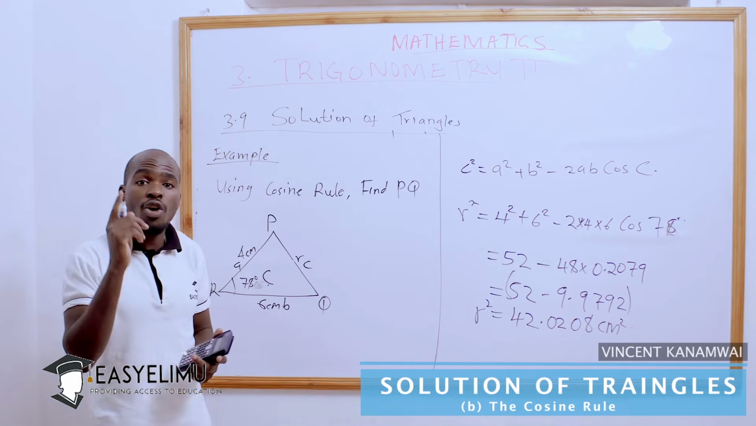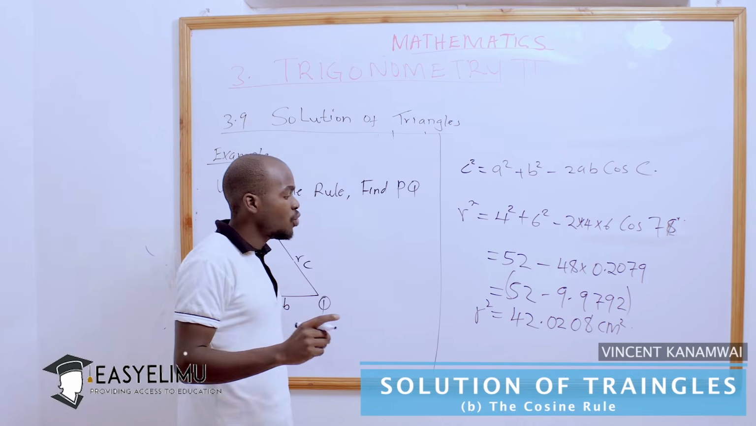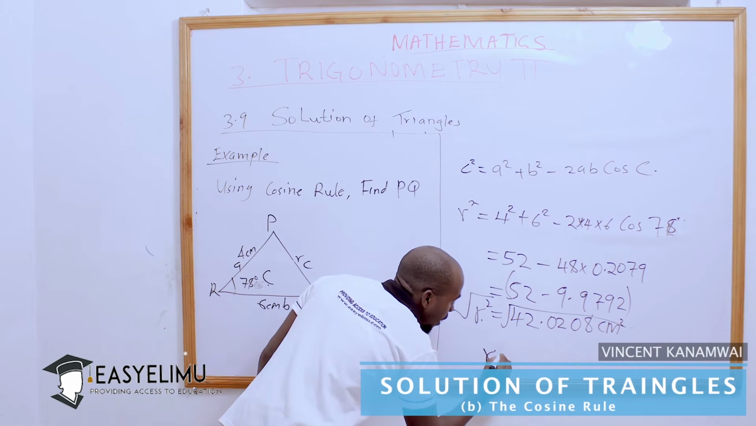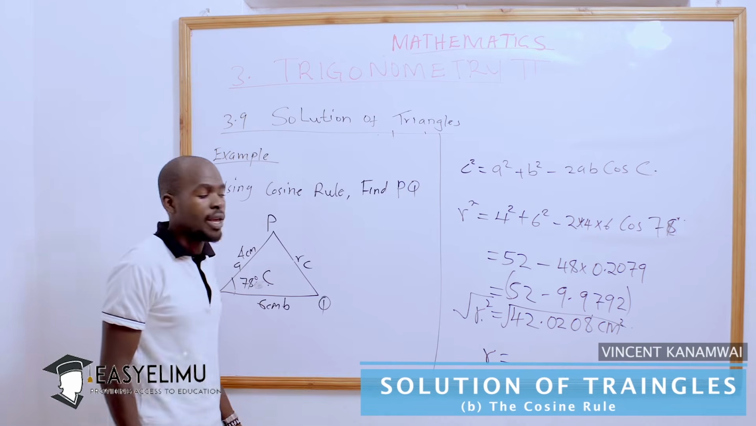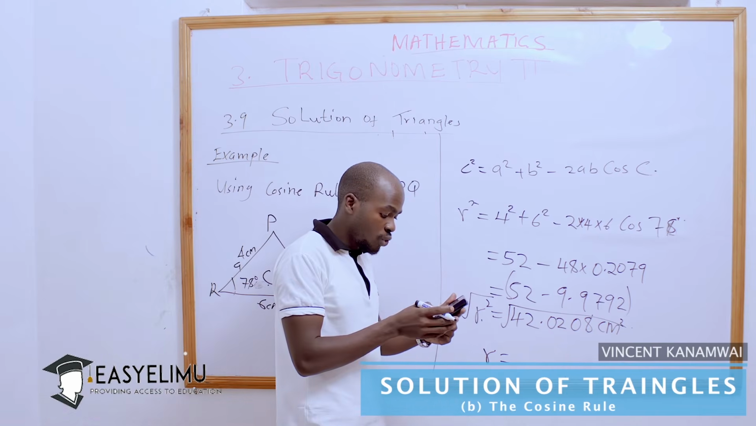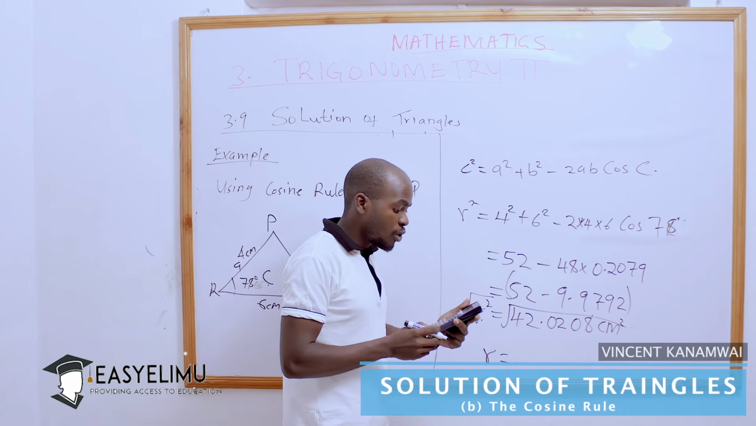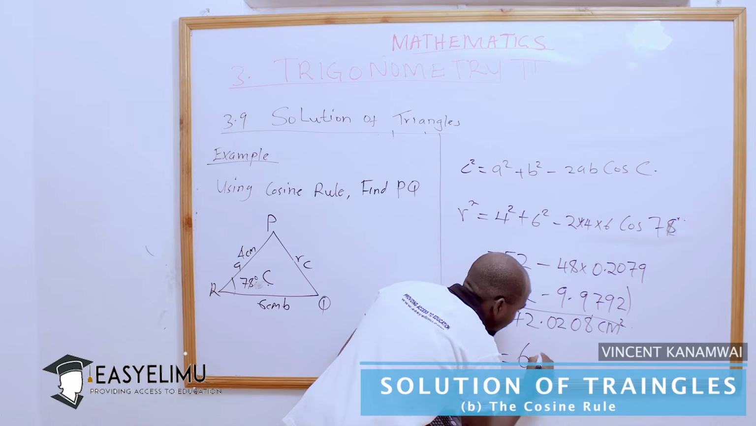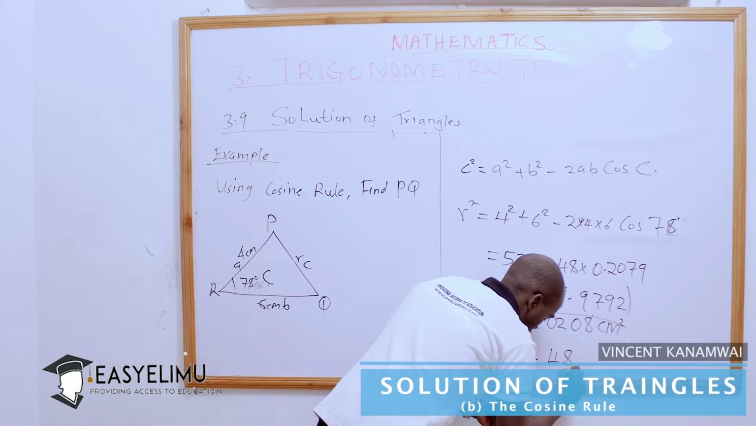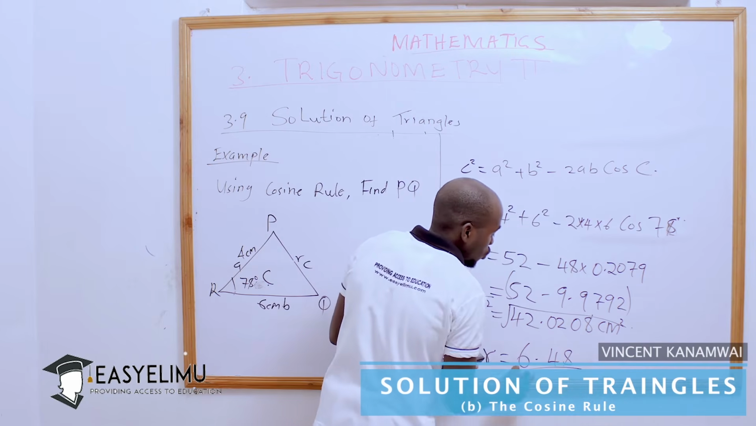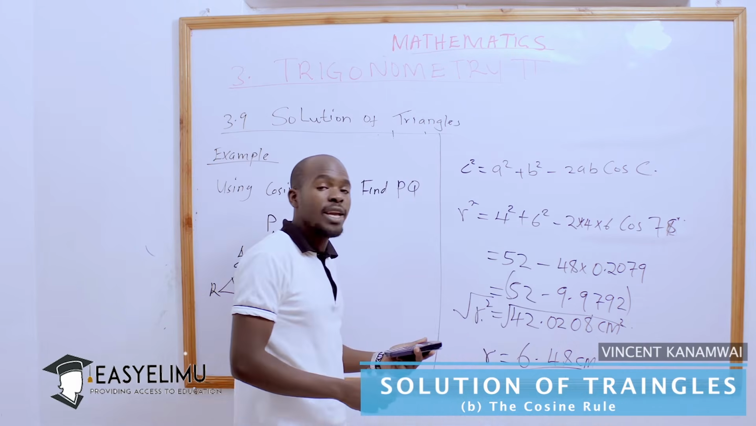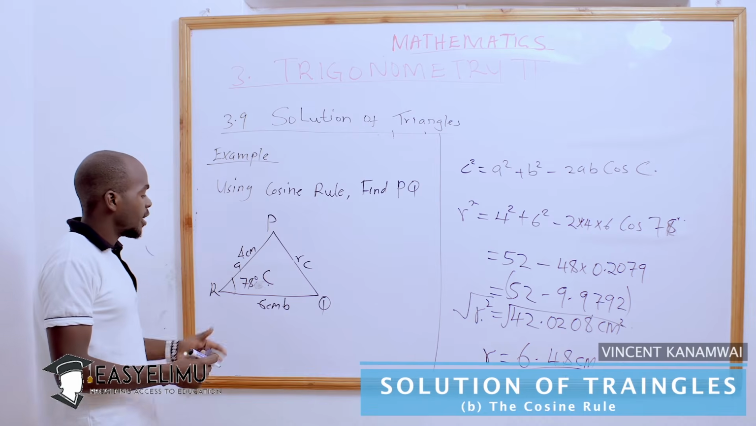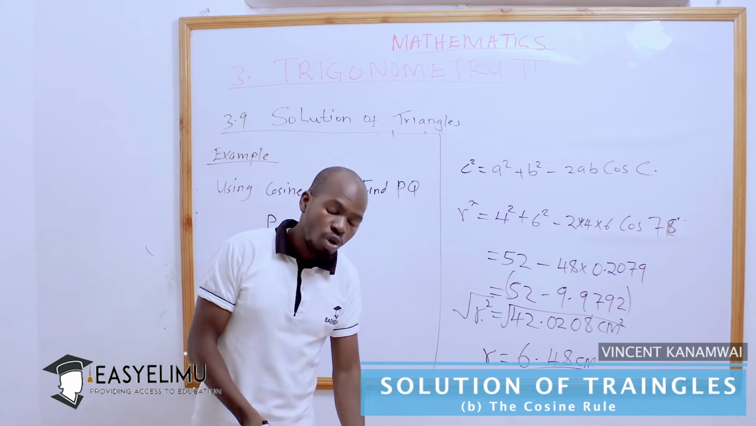But we need to find only the value of r. So what we do is find the square root on both sides. And if we find the square root on both sides, we find that our r, which we require here, is equal to the square root of 42.0208, and you shall find that the side is 6.48 and some more, so to 2 decimal places it will be 6.48 centimeters.